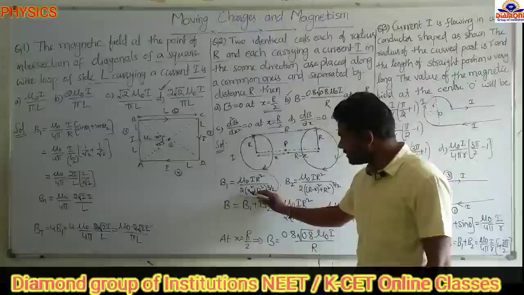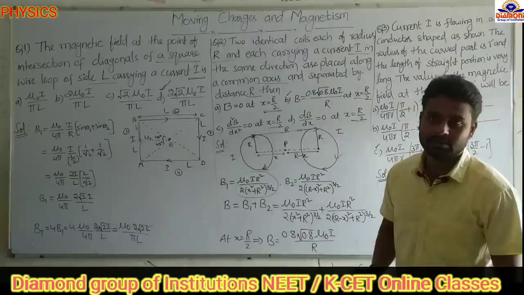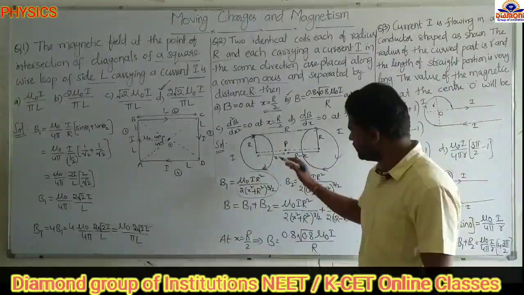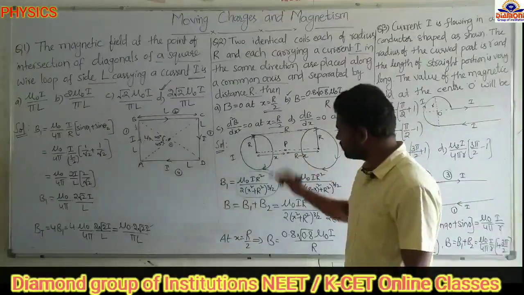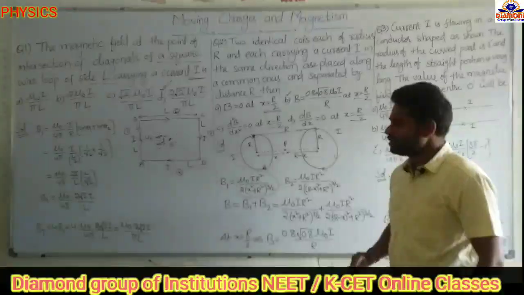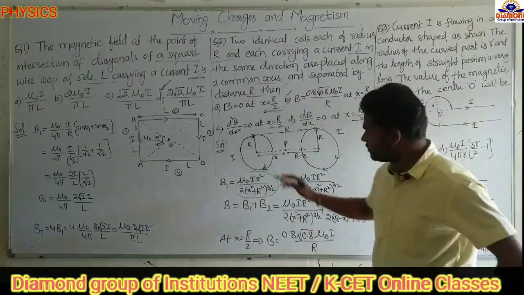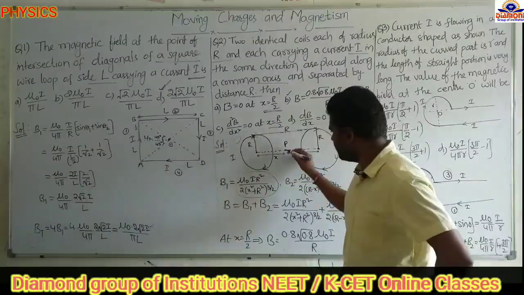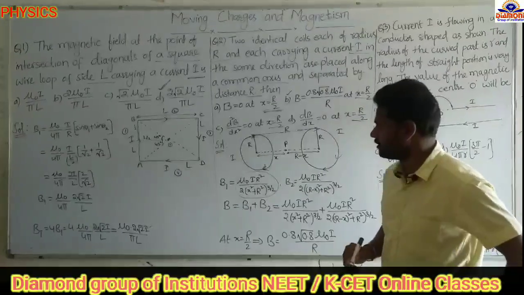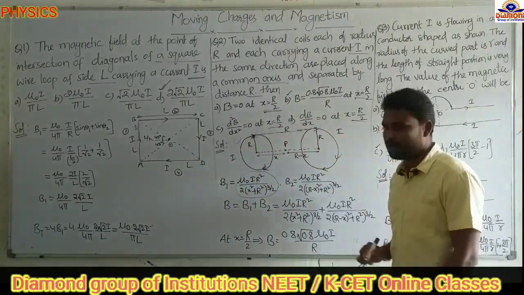Okay, so here x is nothing but the distance of the point from the center of the coil. R is nothing but the radius of the coil. These 2 points you have to remember. So now I am applying this formula to the first coil and second coil. For the first coil, this point is x distance from the center. I assumed the 2 coils are separated by the R distance.